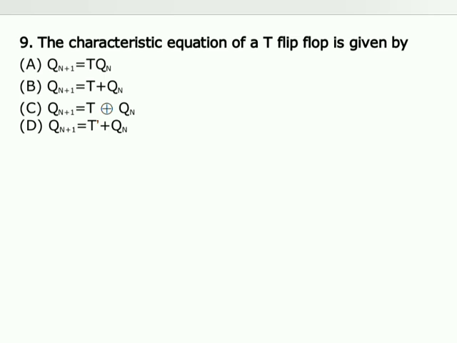So from the excitation table, if you know the excitation table of the T flip-flop, then we can write the characteristic equation of the T flip-flop. The characteristic equation is T QN' plus T' QN. Since it is a toggle, whatever input we are giving to the logic gate, it will toggle the output. So T XOR QN is the answer. So T' QN plus T QN', that is T XOR QN. So option C is the correct answer.